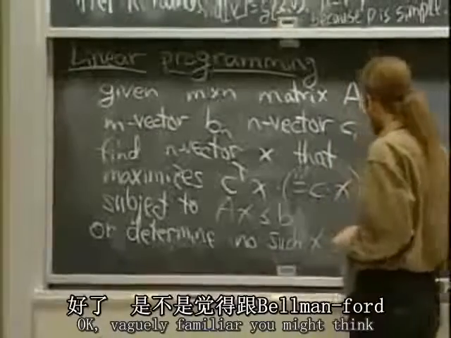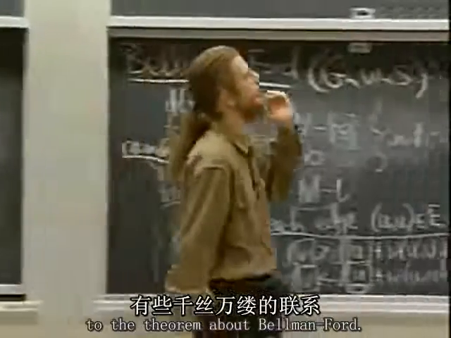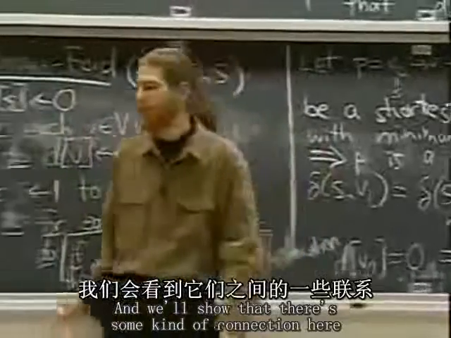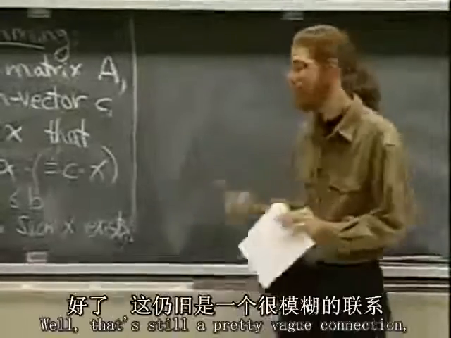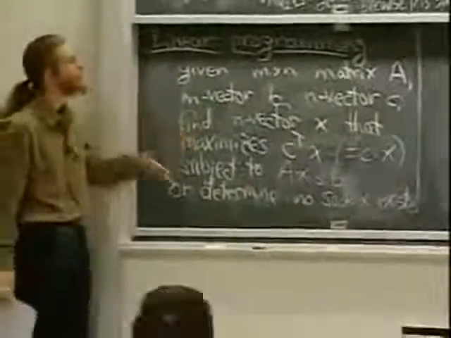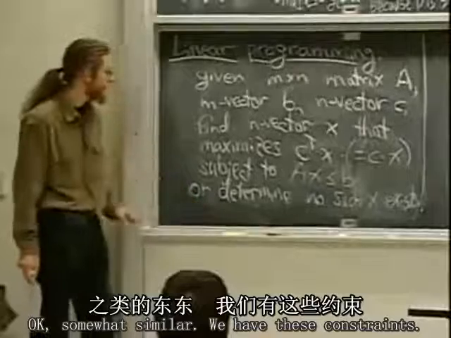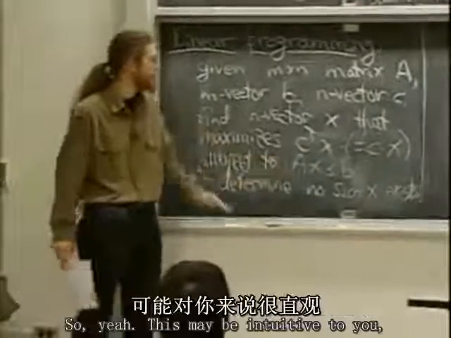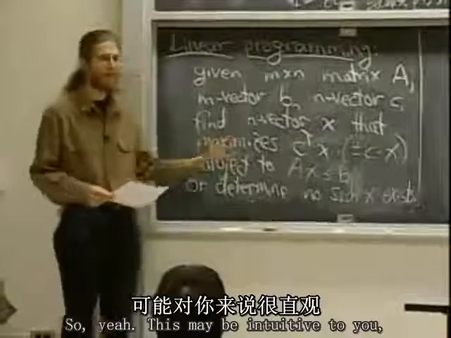Okay, vaguely familiar, you might think, to the theorem about Bellman-Ford. And we'll show there's some kind of connection here, that either you want to find something or show that it doesn't exist. Well, that's still a pretty vague connection. But also you want to maximize something, or sort of minimize shortest paths. Okay, looks somewhat similar. We have these constraints. So, yeah, this may be intuitive to you.